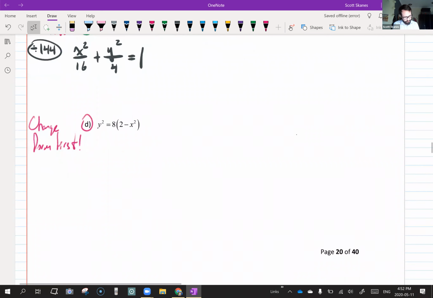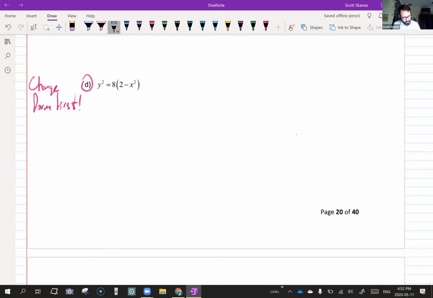Okay, let's do this. D. Let's change the form first. Let's force it into the form that we want. So expand it. We get y squared equals 16 minus 8x. I just open the brackets. Now I need to move the x stuff to the left side. This is, of course, nothing new. You can handle this. Now this is an ellipse, and ellipses have a value of 1 on the right side. So we've got to divide this by 16.